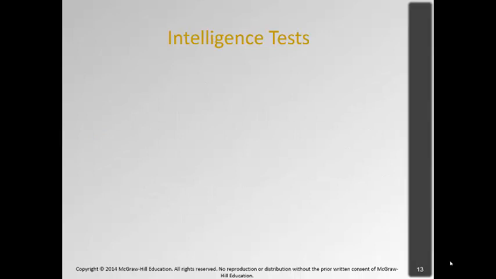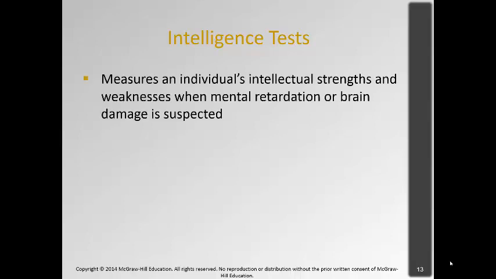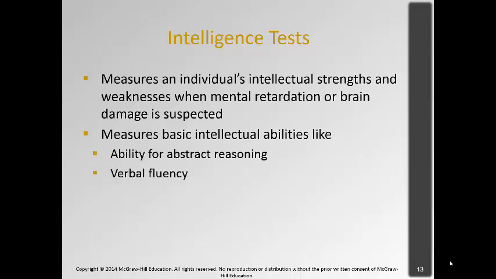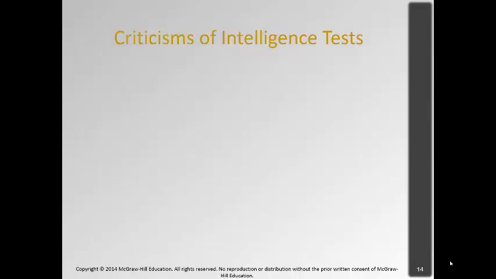Intelligence tests. So many of you may have taken intelligence tests. There are some online, but they're not ones that we use. In psychology, we use the WAIS, which is the Wechsler Adult Intelligence Scale. It's been standardized and normed. But intelligence tests measure an individual's intellectual strengths and weaknesses. It can be used when mental retardation or brain damage is suspected, but it can also measure basic intellectual abilities like the ability for abstract reasoning, verbal fluency, spatial memory. They're used to determine if somebody is intellectually gifted.